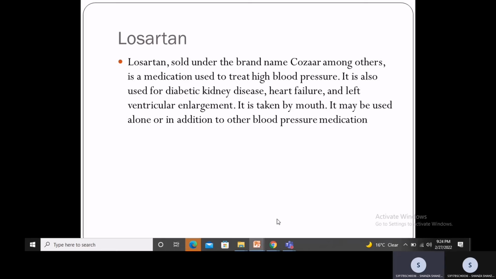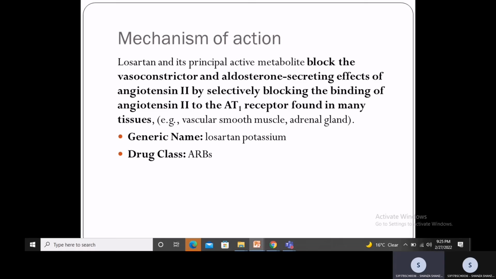Mechanism of action of losartan. Losartan and its principal active metabolite block the vasoconstrictor and aldosterone-secreting effect of angiotensin II by selectively blocking the binding of angiotensin II to the AT1 receptor found in many tissues like vascular smooth muscles and adrenal gland. And the generic name of losartan is losartan potassium, and it belongs to the drug class ARBs, angiotensin receptor blockers.